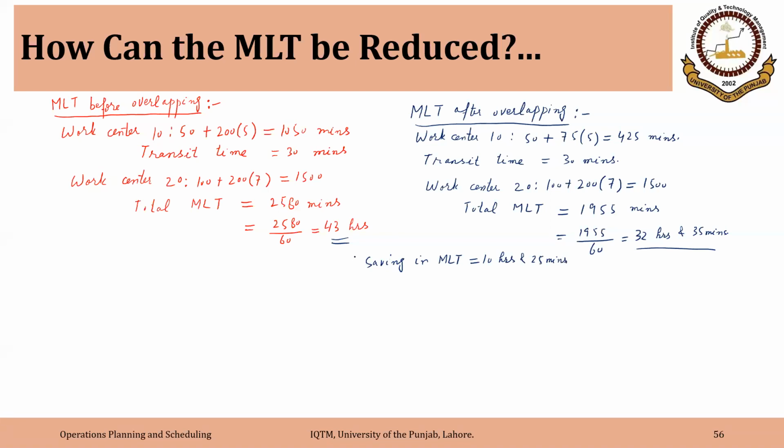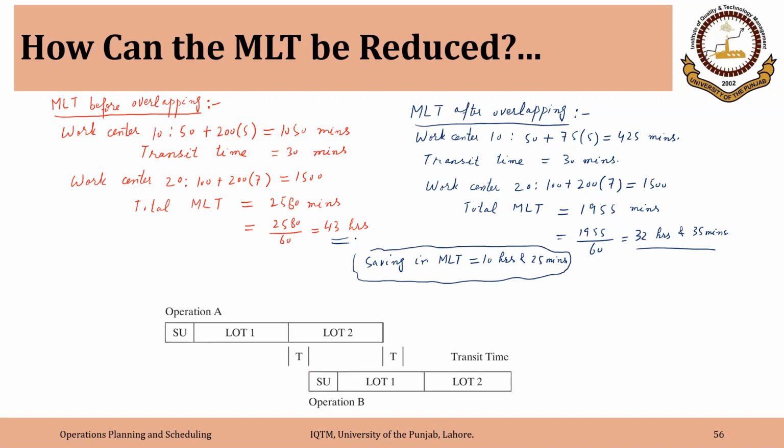Now it is important to visualize these calculations, and they can be better visualized graphically. So we had a changeover time of 50 minutes for work center 10, or you can say operation A. Operation A means work center 10. It has a changeover time of 50. Then we had the first lot of 75, this one. So this took the time equal to 375 minutes. So that is 75 into 5.